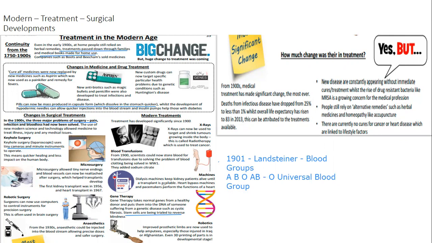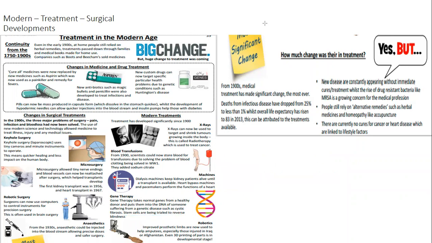People still rely on alternative remedies like herbal medicines and homeopathy, like acupuncture. And there are currently no cures for things like cancer or heart disease, which are also linked to lifestyle factors. So even though there is a lot of positives, there's still a lot of work to be done within medicine for a universal sort of change.